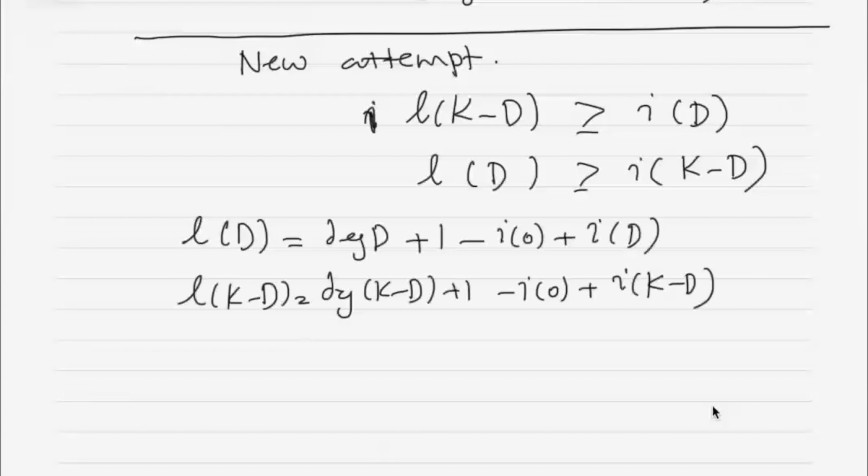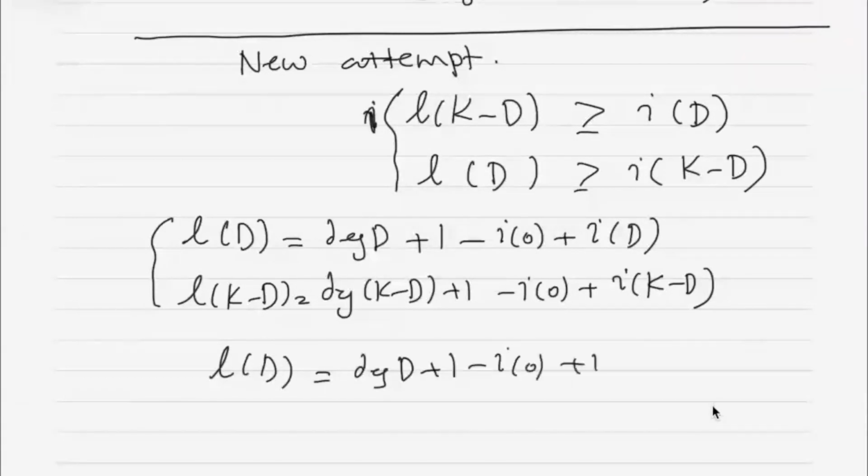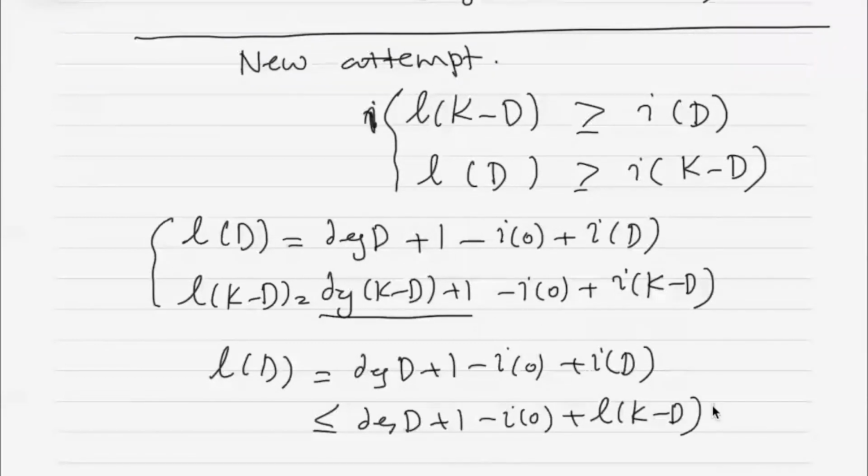Now I want to use these two equalities and these two inequalities in order to prove the Riemann-Roch theorem. L of D is degree of D plus 1 minus I of 0 plus I of D. This is less than or equal to degree of D plus 1 minus I of 0 plus L of K minus D. L of K minus D is this.